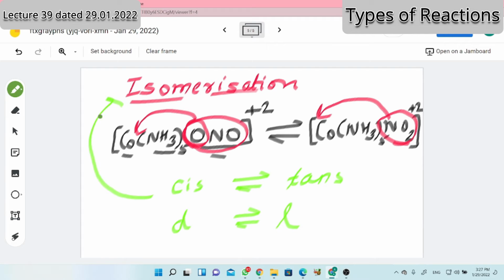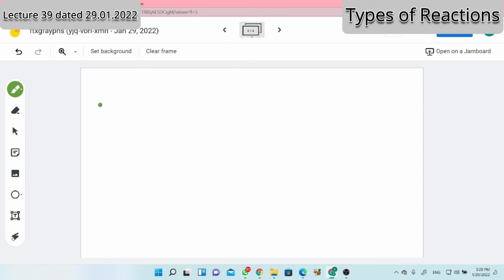So this is the third type of reaction. First was substitution, second, which I already discussed, was redox, and third is the isomerization reaction. So are these three types of reaction clear to you? Yes, sir. Now let us understand substitution reaction.